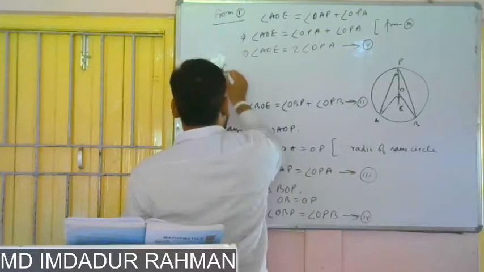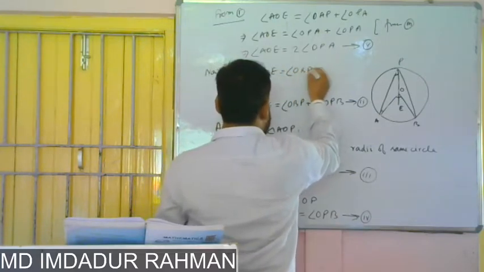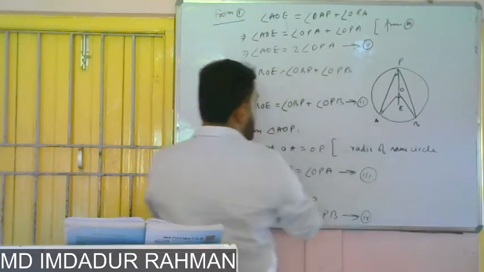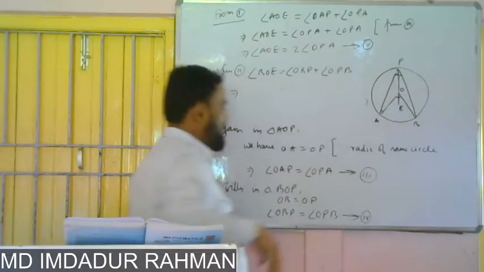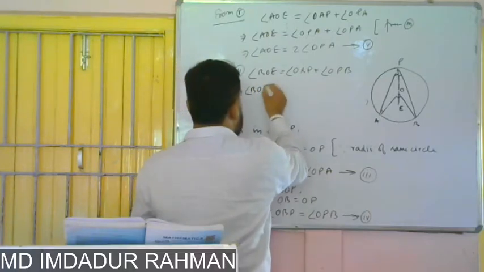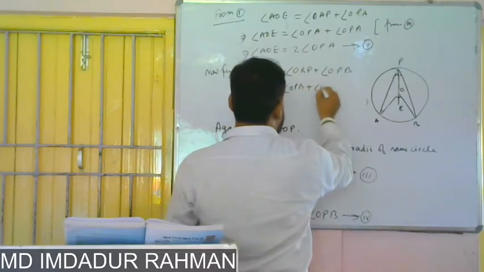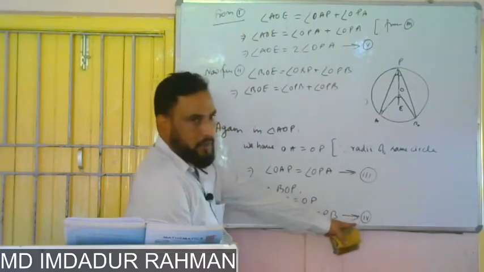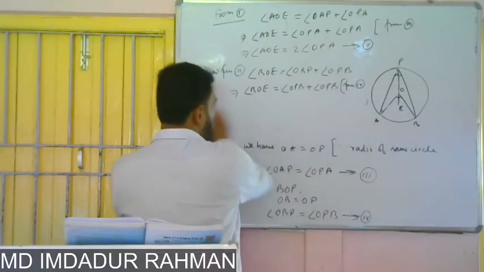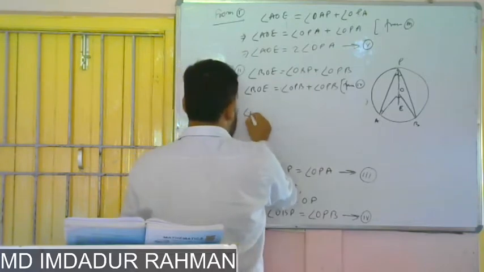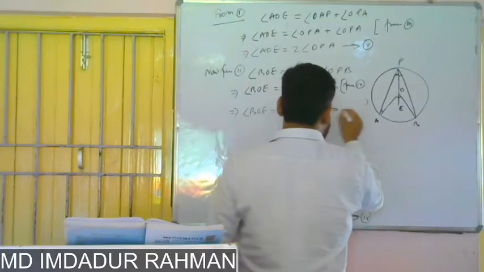Now from 2, I am writing equation number 2 again. Angle BOE is equal to angle OBP plus angle OPB. These two I have copied again. Here I have to change. So, keeping this angle 2 times, angle BOE is equal to angle OPB plus angle OPB. From equation number 4. So, add these two angles. BOE is equal to twice angle OPB. This is equation number 6.